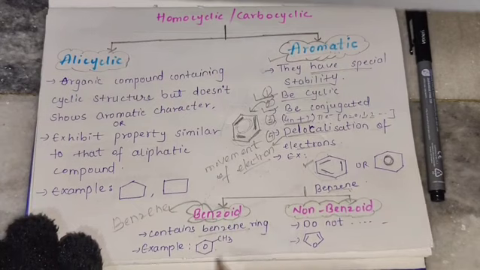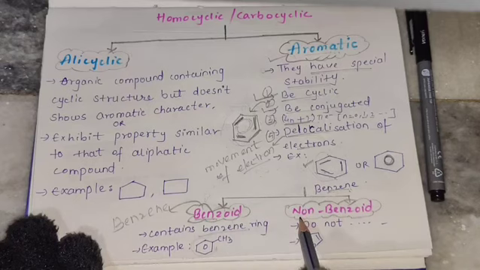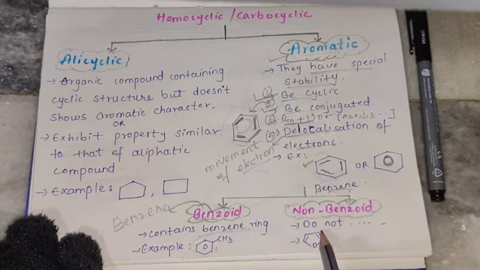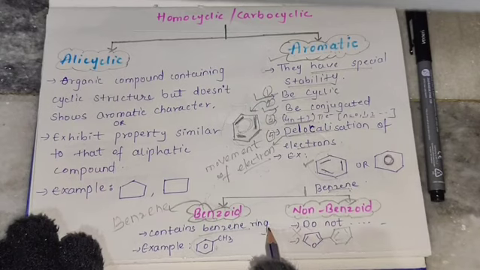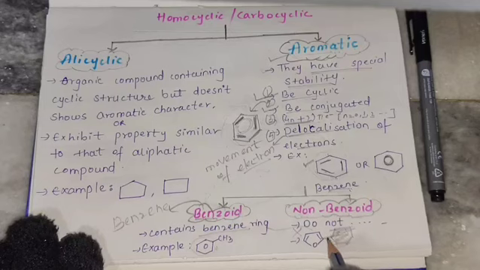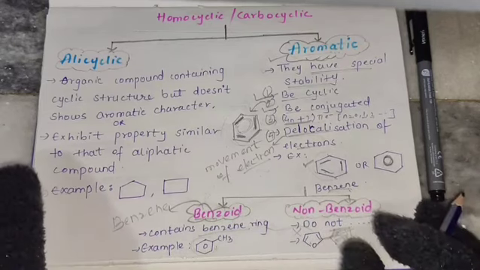So you can see here in this example, this structure contains a benzene ring, so it is a benzoid. But in the case of non-benzoid, it does not contain a benzene ring. Here you can see it is not a benzene ring. Okay, if I draw this ring here, then it will become a benzoid, but here this ring is not present. Okay, it is not there, so it is a non-benzoid structure. I hope this much is clear to you all.